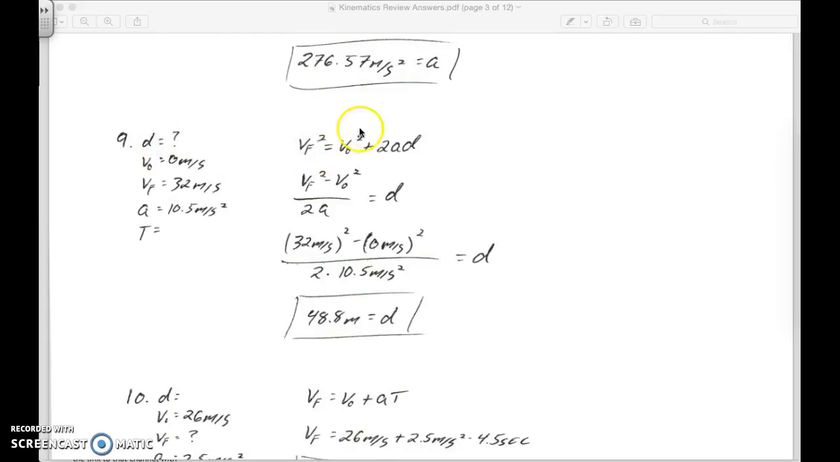So that's Vf squared equals V naught squared plus 2AD. We're solving for the D, so I'm going to subtract V naught squared over first. So Vf squared minus V naught squared is in the numerator. Divide by 2A. That's why it's in the denominator. And I plug in my numbers. 32 meters per second, squared, minus nothing, all divided by 2 times 10.5 meters per second squared. That's going to give me an answer of 48.8 meters, or how far the cheetah will go before reaching its maximum speed.